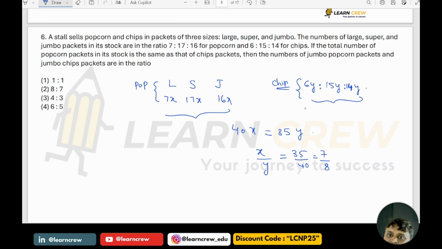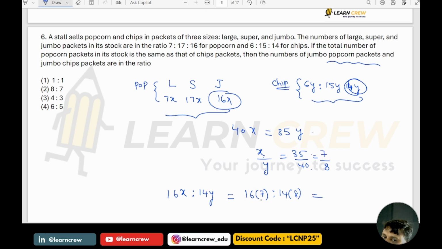It is asked for the ratio between the number of jumbo popcorn packets. Jumbo popcorn packets means 16x, and jumbo chips packets is 14 into y. So 16 into x is to 14 into y is the answer. So if x is 7, y is 8. 16 sevens are 112. 14 eights are 112. So 1:1. 1:1 is the answer.